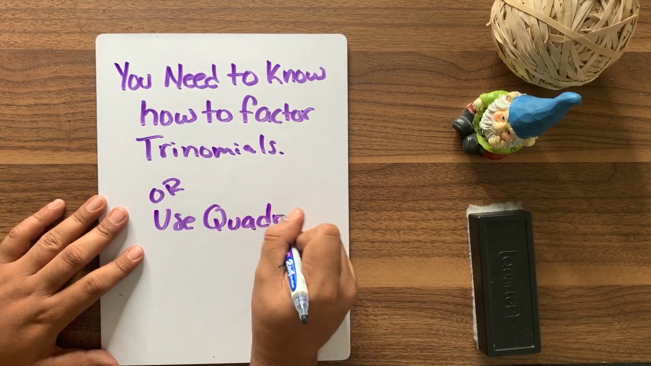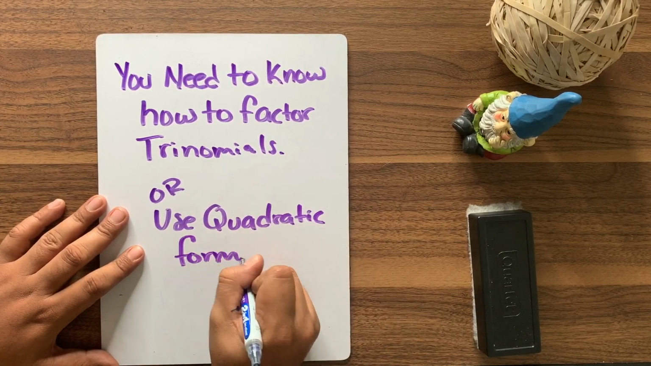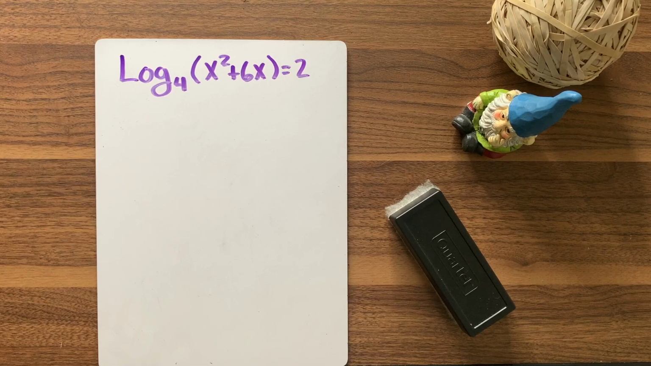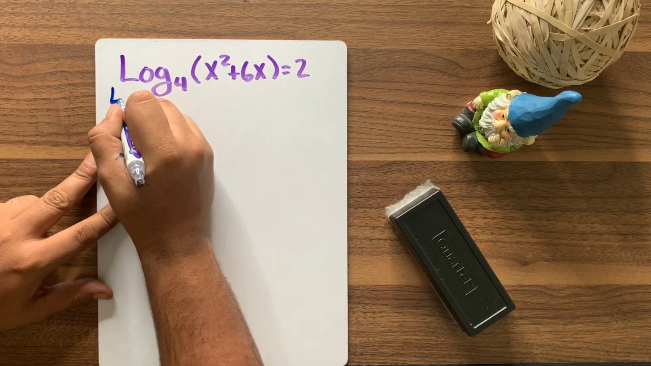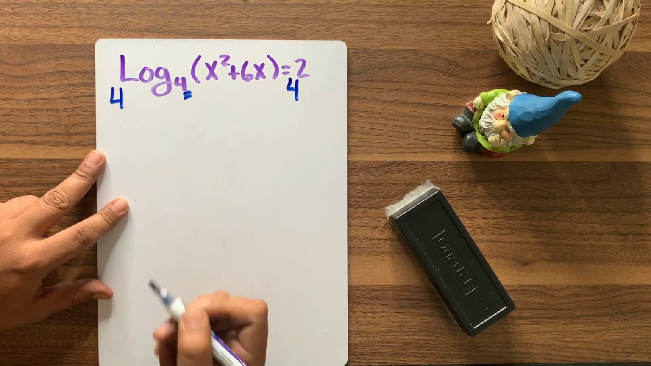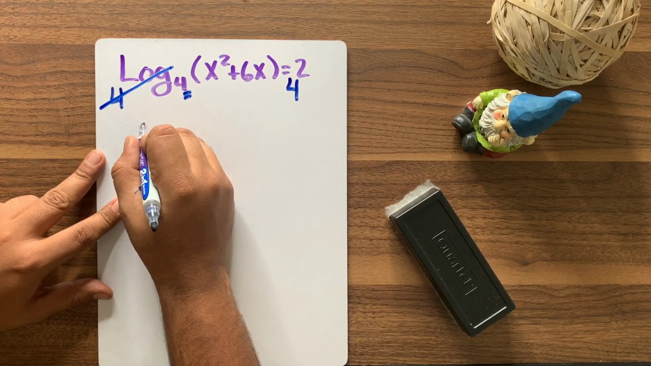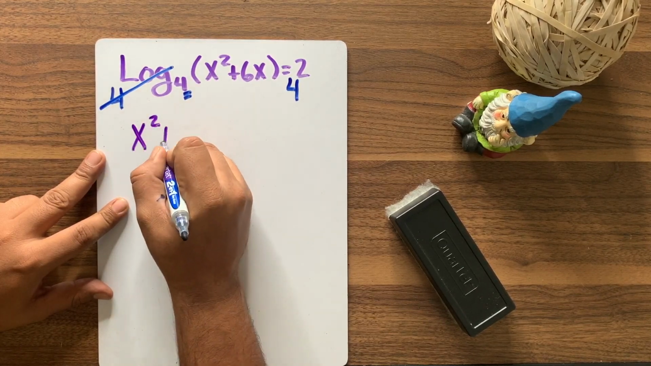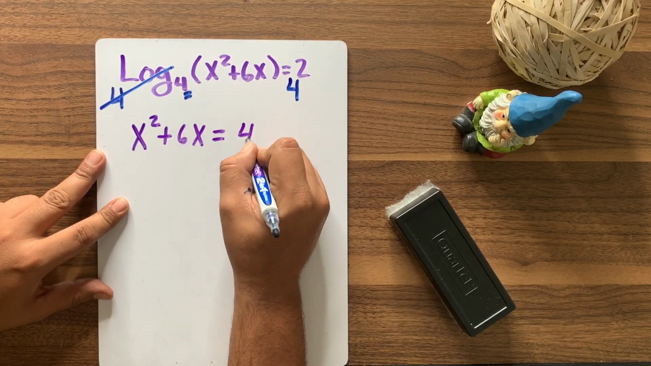You're also going to need to know how to factor trinomials or use the quadratic formula to solve these problems. What we're going to be doing is solving logs with quadratics inside of them. So for example, in this one I just need to get rid of the log, so I'm going to use the base of 4, and you end up with x squared plus 6x equals 16, because that's 4 squared.